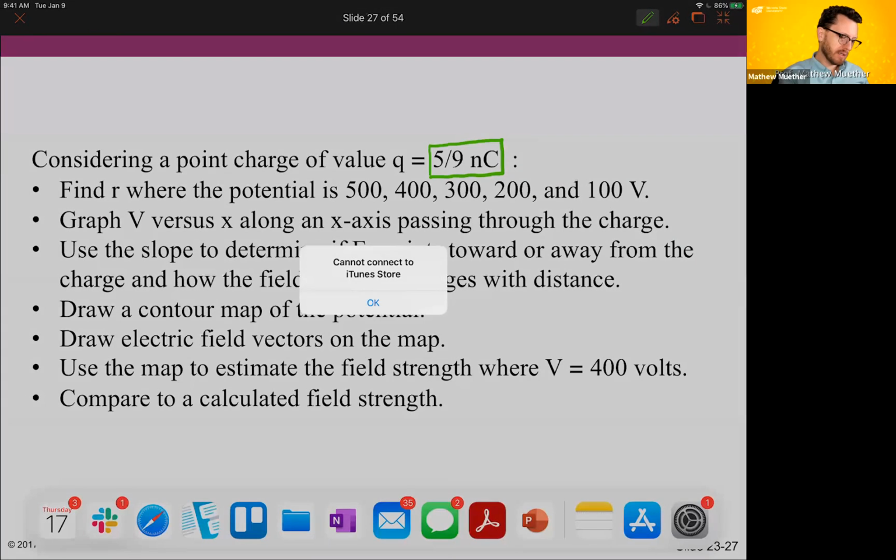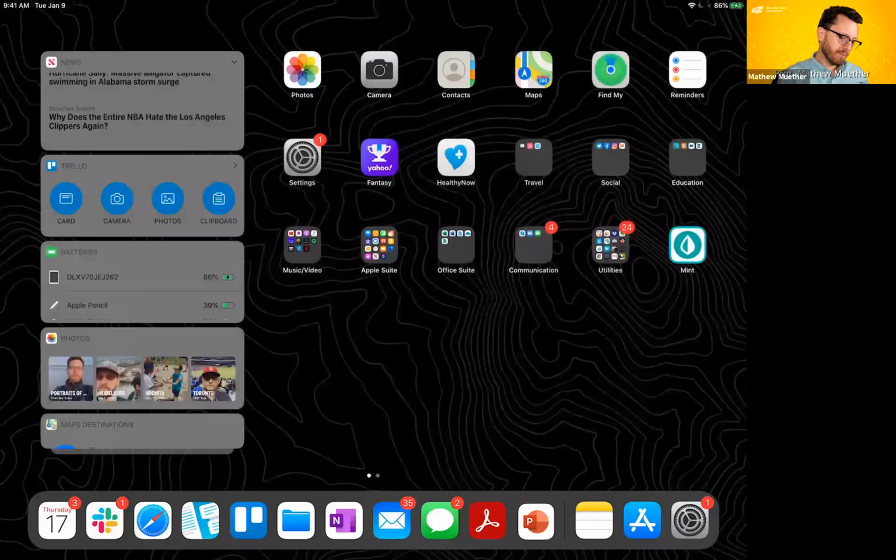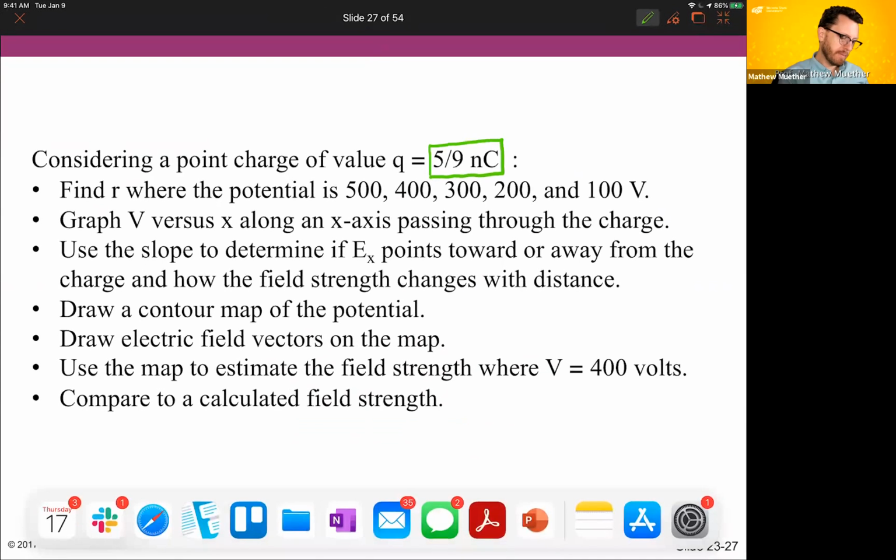Why can't I get my little thing to pop up here? Excuse me. Oh, there we go. Okay.